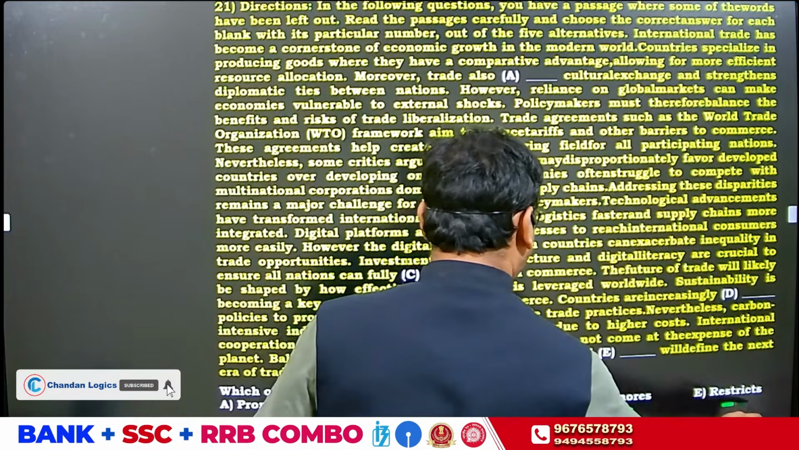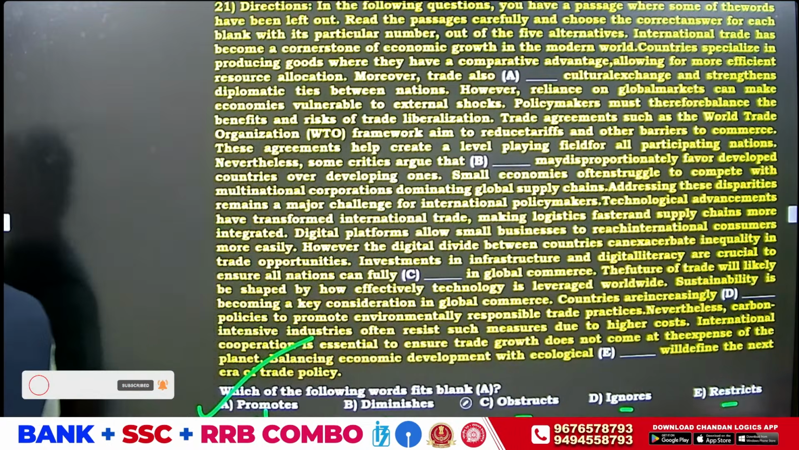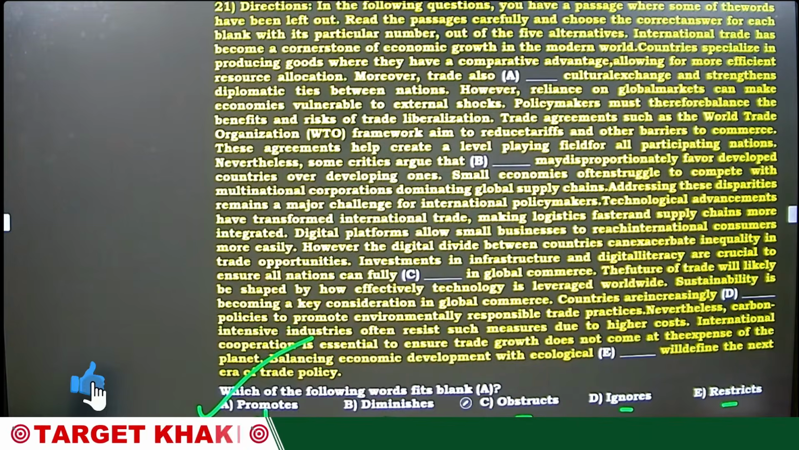Ignore negative word. Restrict negative word. Khatam. If you want, you can do the cross check.